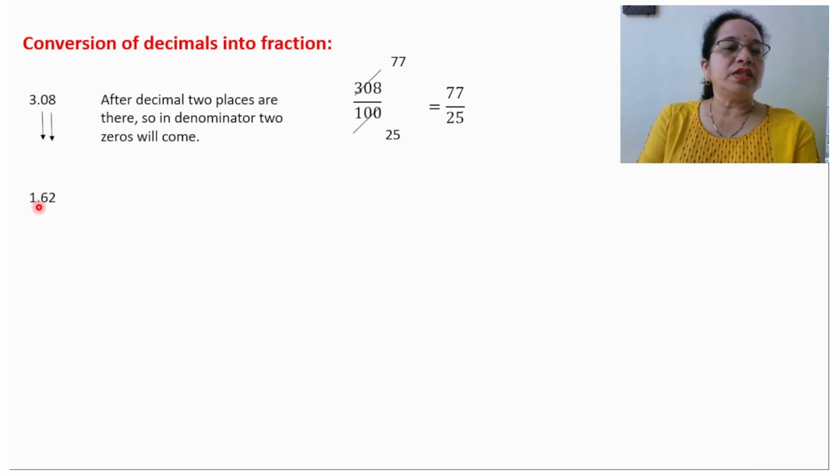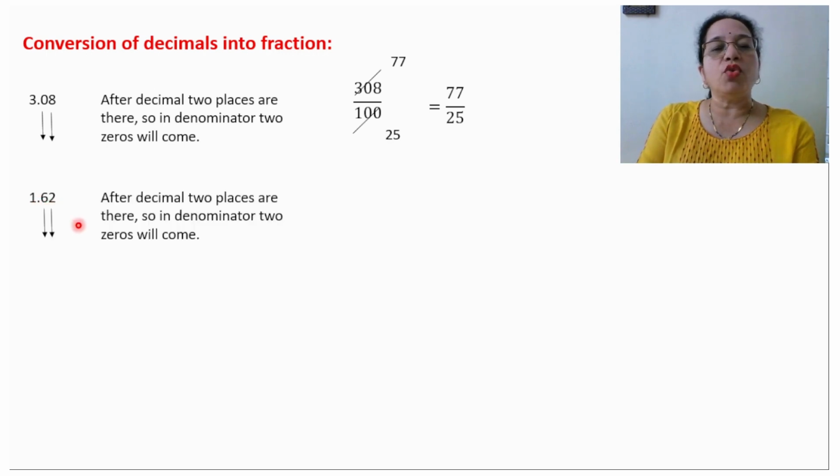Now next one is 1.62. So again, if this decimal is not there, your number will be 162 upon, with two zeros, this will give you 100. Now again, these two numbers are divisible by 2. So just cut the number, or if you want you can cut by bigger number also, this is your choice.